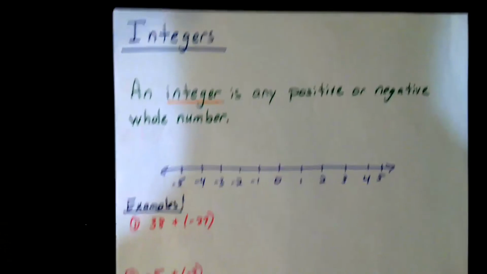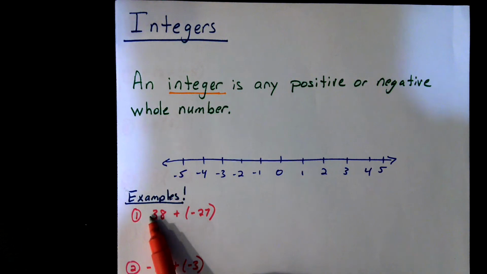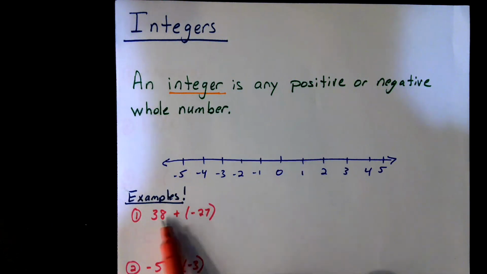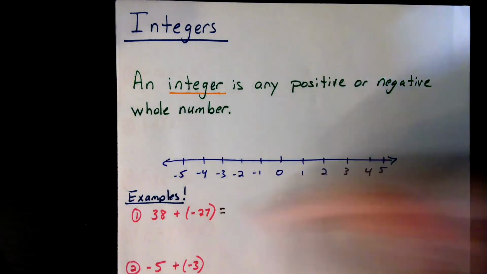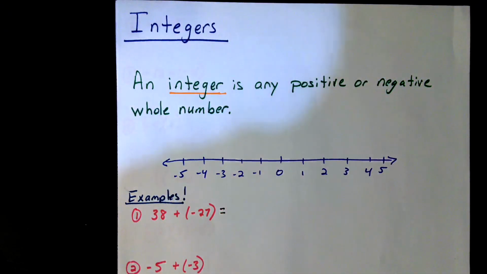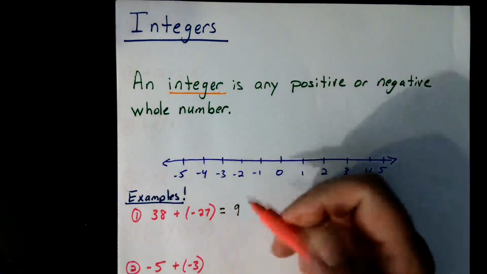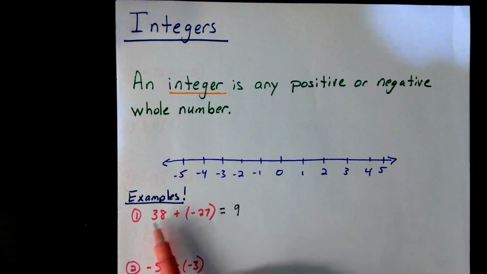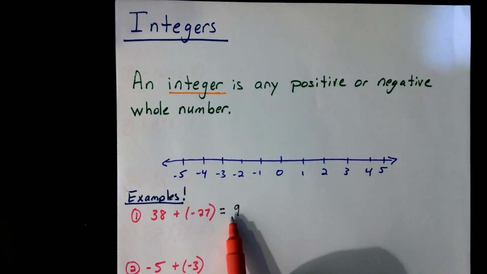So in the first example, we have 38 plus a negative 27. So the 38 is a positive integer, the 27 is a negative integer. And when the signs are different, you take the difference of the integers. So the difference between 38 and 27 is 11, and you take the sign of the larger number. So 38 is bigger than 27, and 38 is positive. So my answer will be a positive 9.